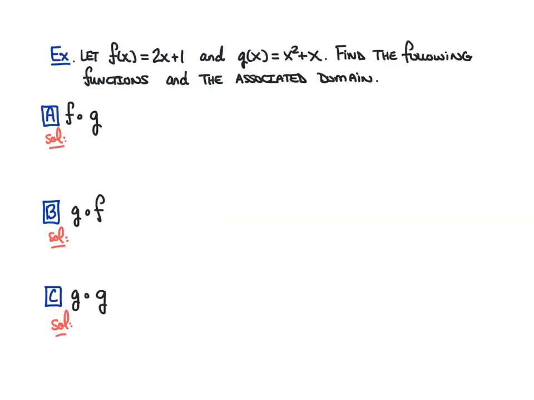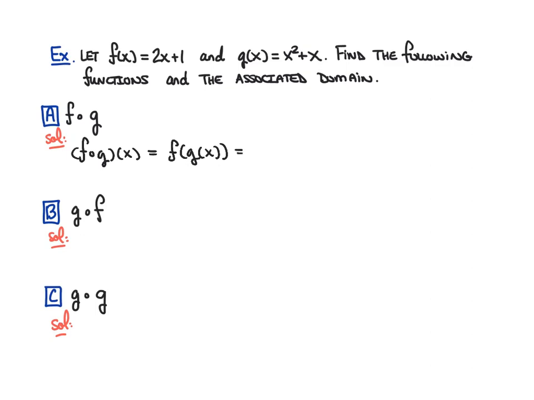To illustrate how function compositions work, let's look at this basic example. I'm going to give you two functions, f of x and g of x, and we want to find the following compositions as well as the associated domains. So let's start with part A, f of g of x. So when I actually ask for f of g as a function, we first want to rewrite it as f of g of x. That's step one. Those two notations are the same, but it's good to write it in the second way.